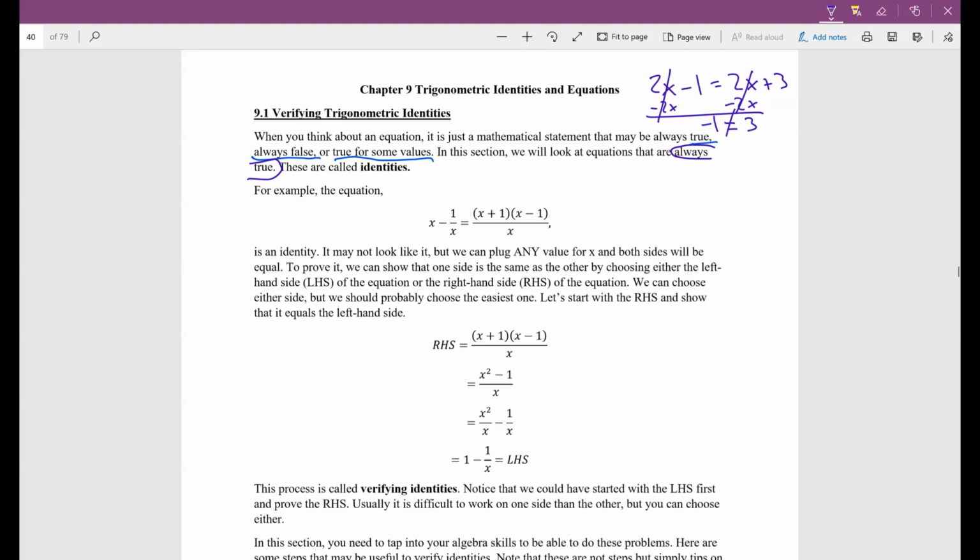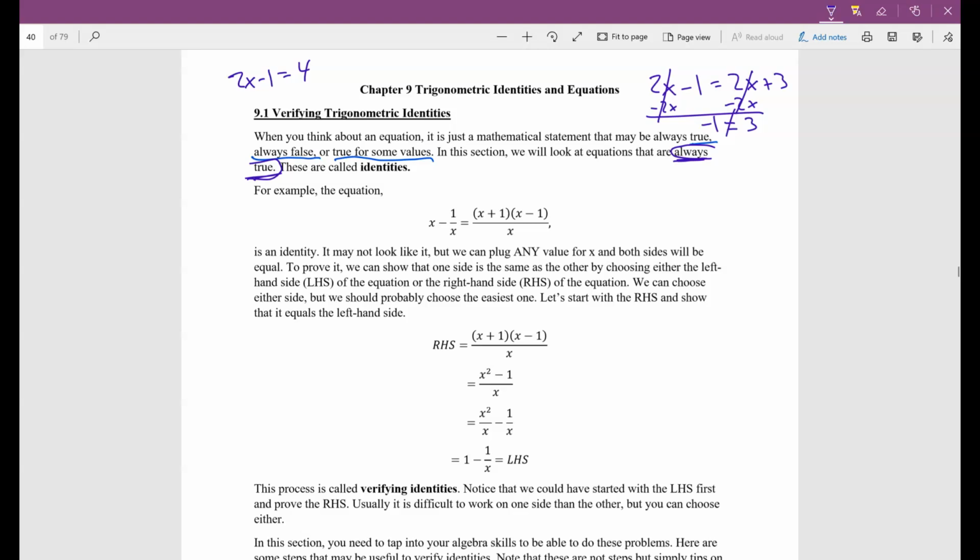You have some equations that are going to be true for some values. So if you were trying to solve the equation 2x minus 1 equals 4, then the answer here, x in this case, will be 5/2. And you know that that's the only one that works. If you plug in another x value, then it's not going to be true. So we're only going to look at equations that are always true. No matter what x value you plug in, these are always going to be true.